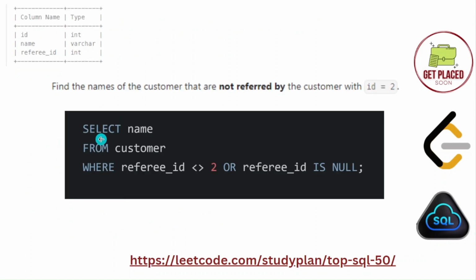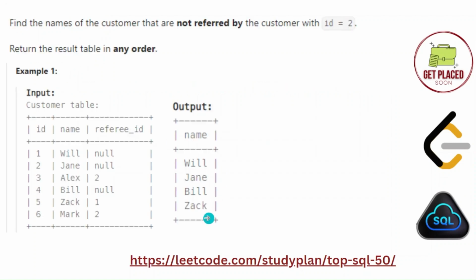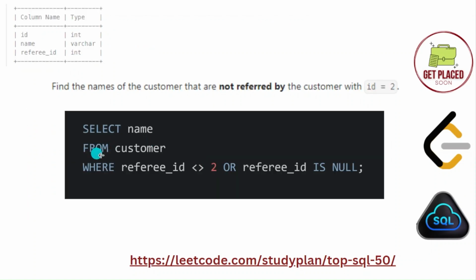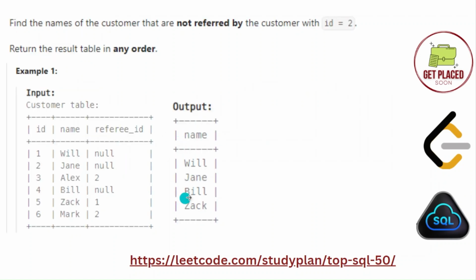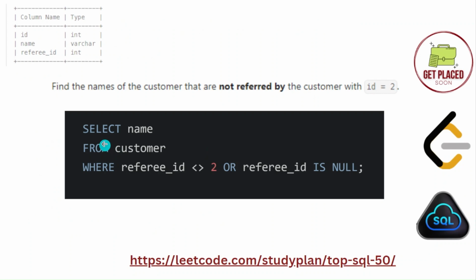First we will select name. We have the column name, because we are supposed to retrieve the names of the people. Output is names, that's why we select the column name. From, we write the table name. We will write the keyword select. Here you can see the output is the name column. That's why we select name. Whatever we are supposed to retrieve, that column name we write in the select statement.